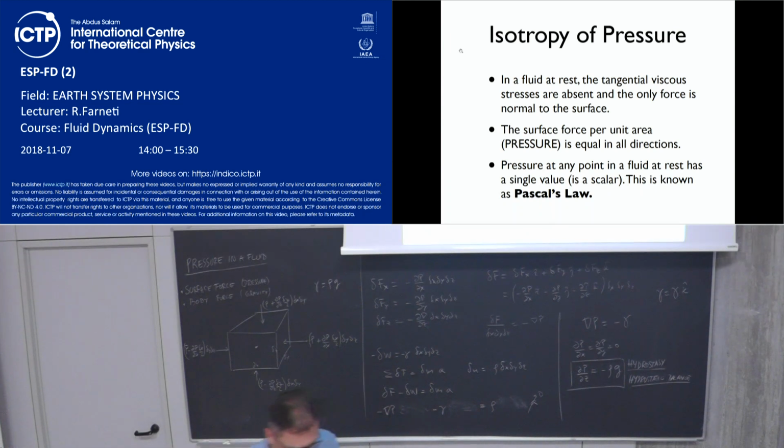Okay? And you'll see this in physics of the atmosphere, physics of the ocean, ocean dynamics, geophysical fluid dynamics, and so on and so forth. So this is called the hydrostatic balance. Any variation in pressure in the vertical is balanced by the gravitational force, or the gravitational force is balanced by pressure variations in the vertical.